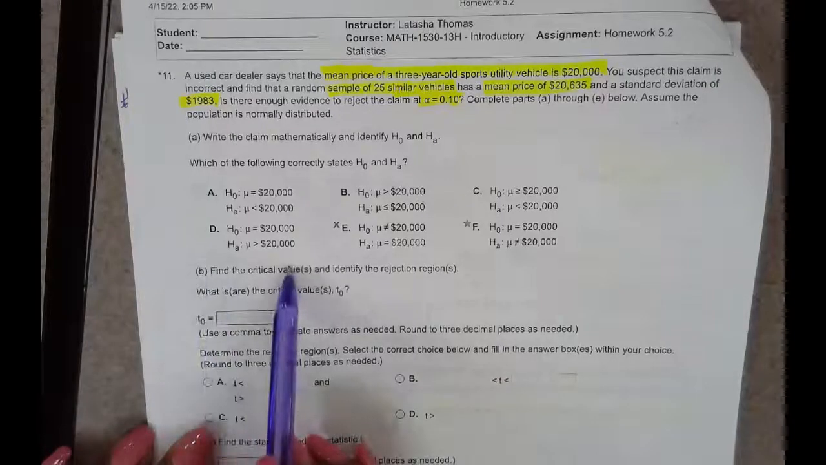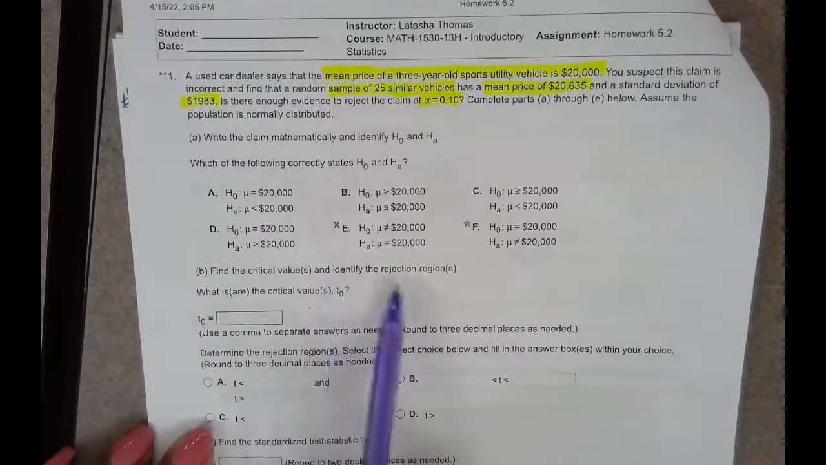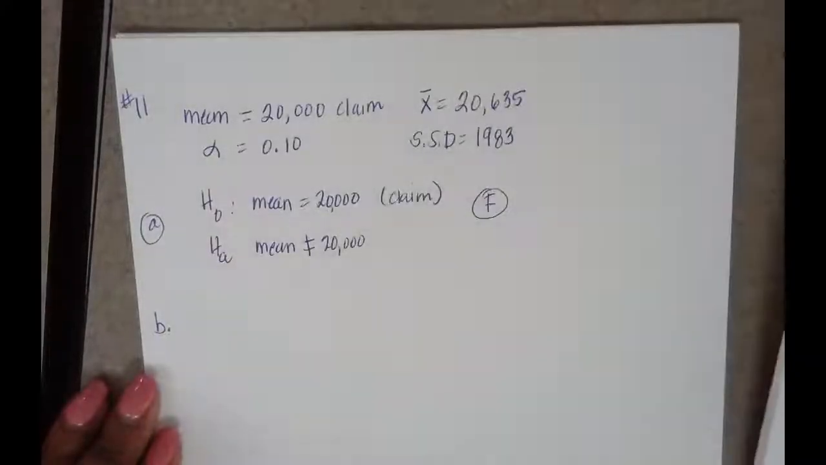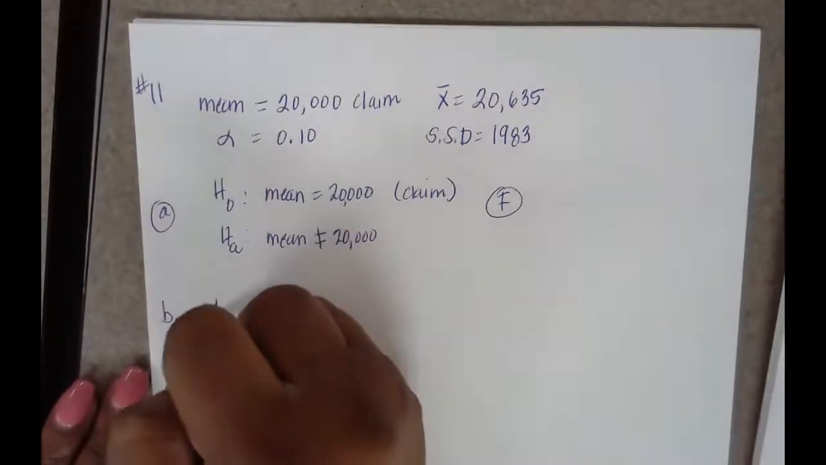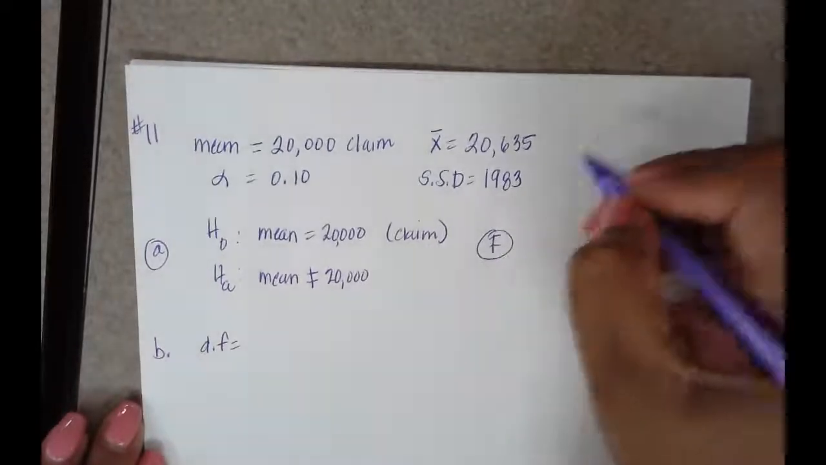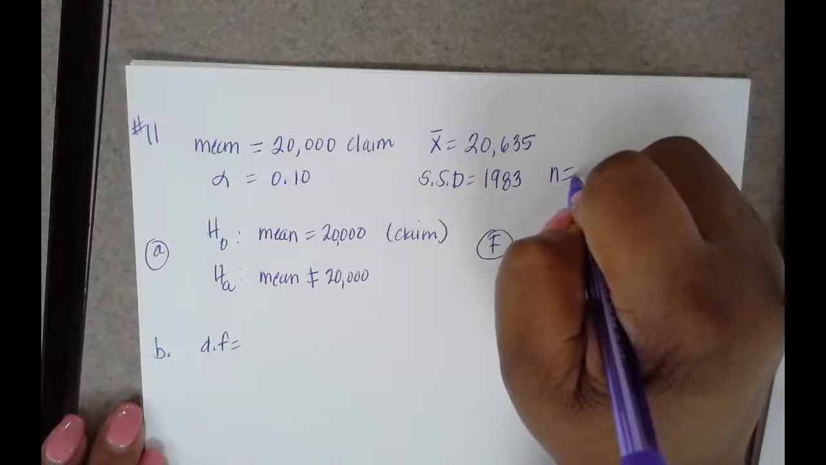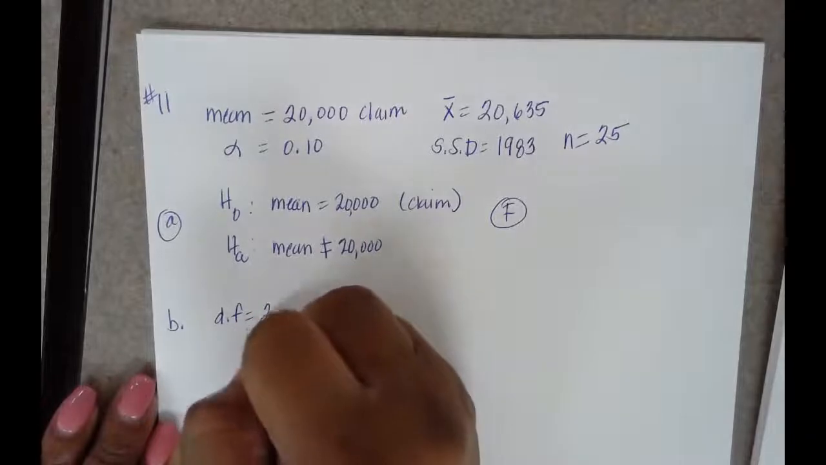find the critical values. So we got to go back to what we did in problems, I believe it was 2 or 3. Find the critical value and identify the regions. What are the critical values, or T sub 0? So how do we find critical values? First, we find our degree of freedom, which is, since our sample size based off the problem was 25, 24.